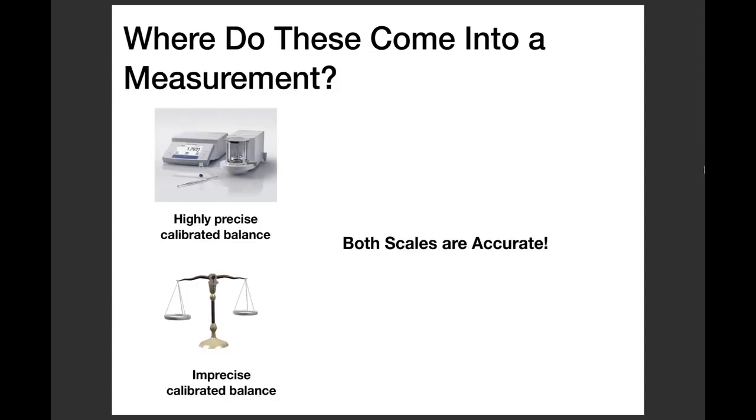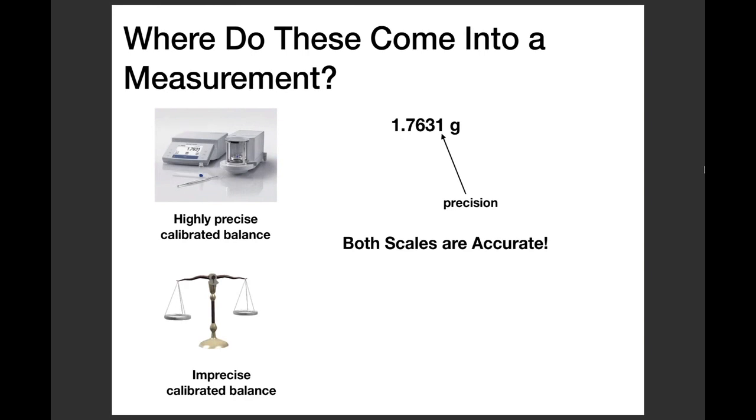Let's see how these would relate to a real-life experiment. Let's say that we had to measure a mass. Depending on what precision we need in that measurement, we would choose between one of the two calibrated scales. We would only want to use a calibrated scale because they're accurate. We would use either a high precision scale if we need a very precise value, or the low precision scale if precision wasn't that important.